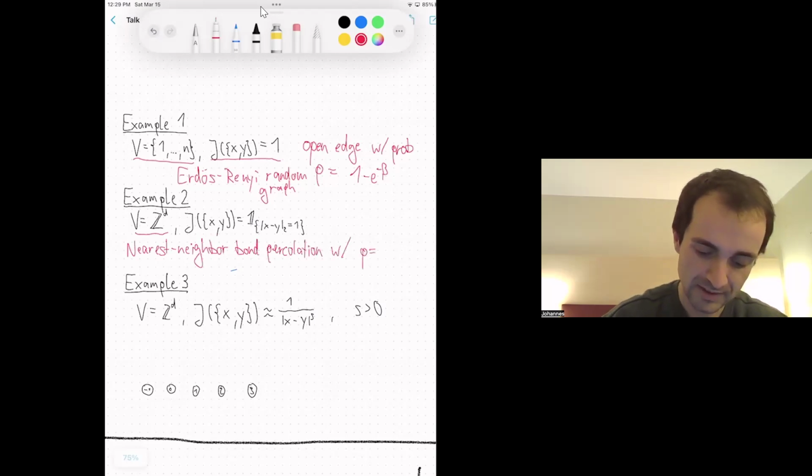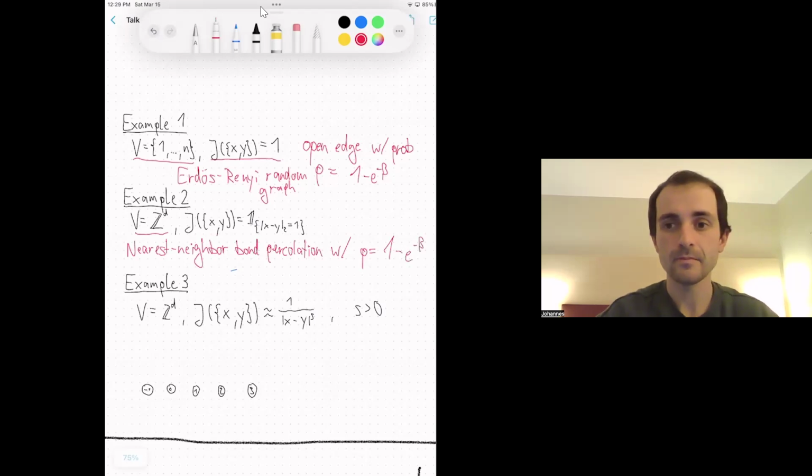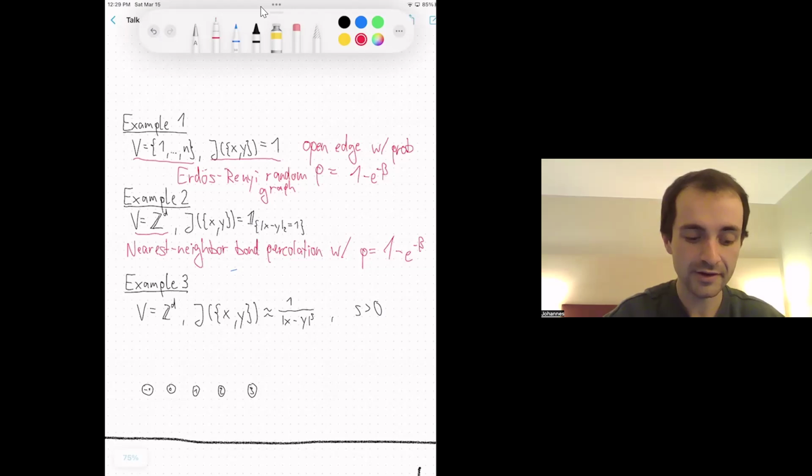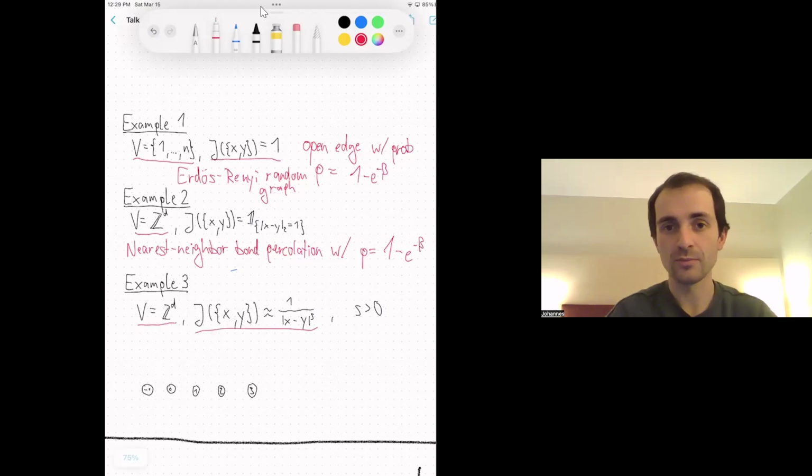With probability p equals 1 minus e to the minus beta. Okay, and the last example, what I want to discuss also for the rest of the talk is the following. The vertex set equals the integer lattice, and the function j is something that maybe decays polynomially with the Euclidean distance. So you can think when you have 2 points and they have a small Euclidean distance, then there's a high probability of an edge. And when they have a large Euclidean distance, there's only a small probability of an edge.